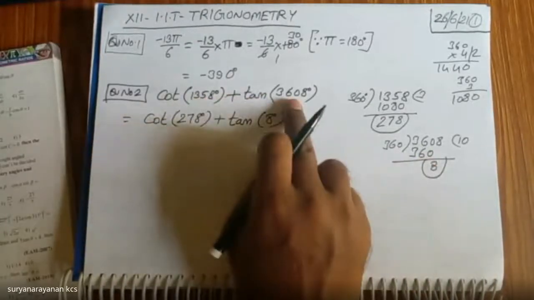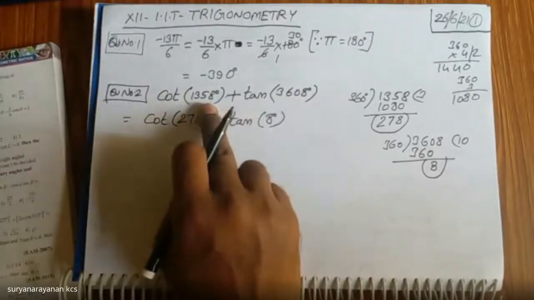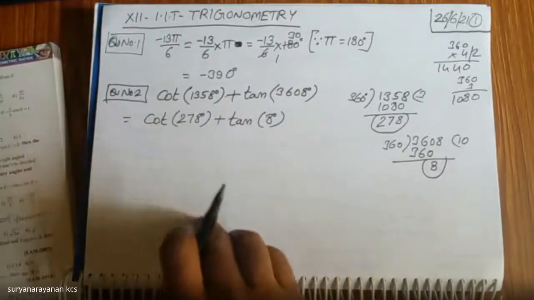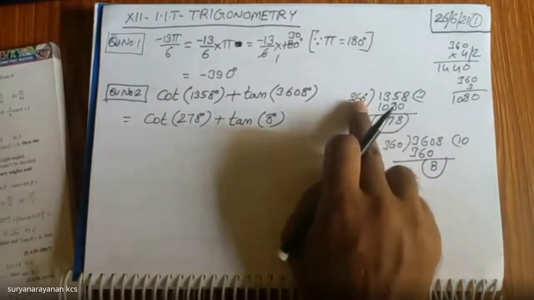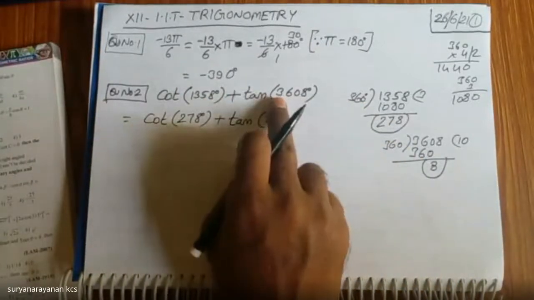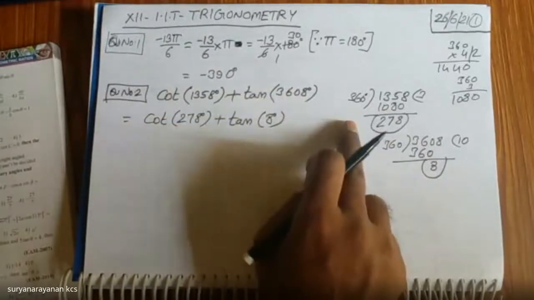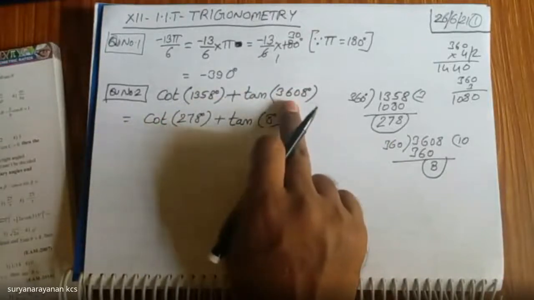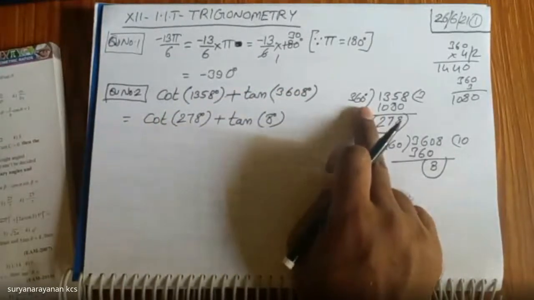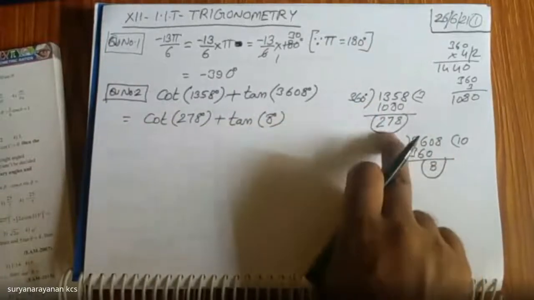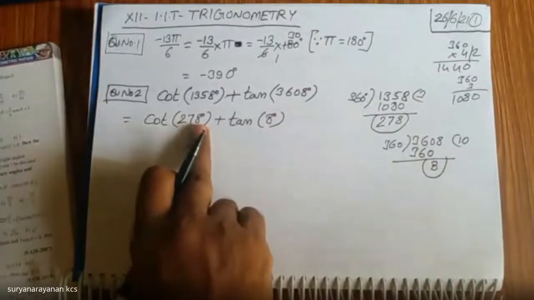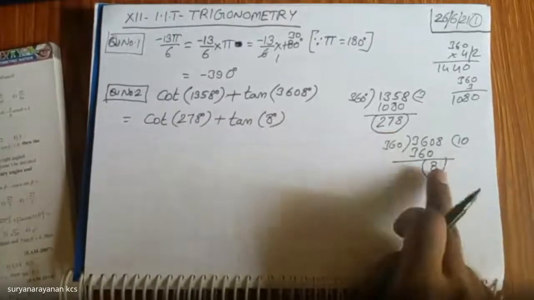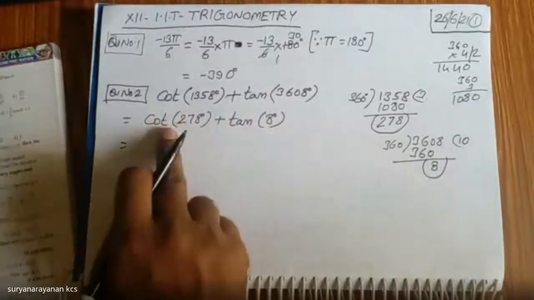Here we got a bigger angle, meaning more than 360 degrees. After 360 degrees, again we get the same trigonometric values. That is why these trigonometric ratios are cyclic. That is why we reduce the bigger angles by dividing them by 360 degrees. Whatever remainder we got, we replace the bigger angle by the remainder. Here we got 278 degrees.